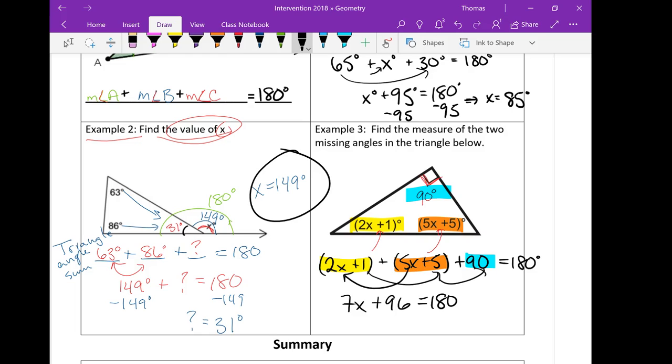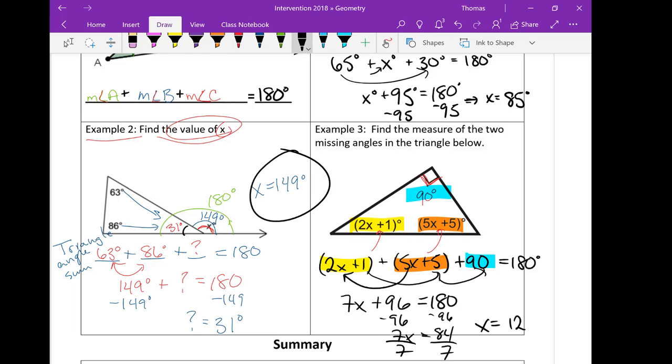I want to get x by itself, so I need to take away my 96. So that's going to give me 7x equal to, checking this in the calculator, 84. And then 84 divided by 7, x is equal to 12.